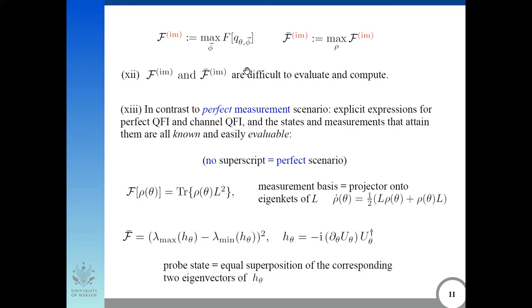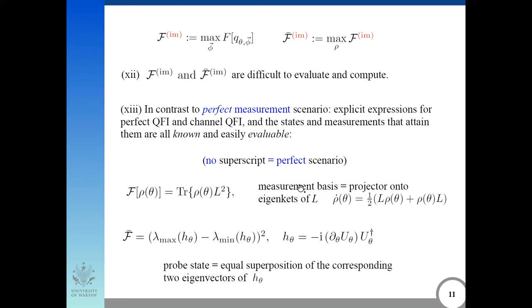And this is in strong contrast with the scenario with perfect measurements, where you could do arbitrary measurements of your liking. In that case, the explicit expression for the perfect quantum Fisher information as well as the perfect channel QFI can be computed rather easily and is well known. And not just the Fisher information itself, but also the measurements that go with it, as well as the optimal state that goes with it.